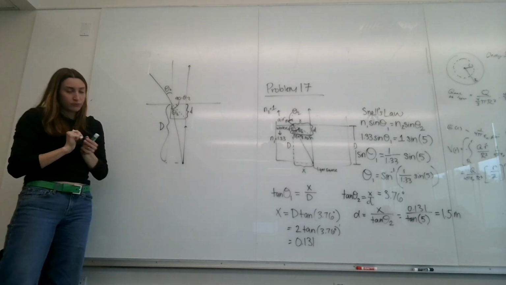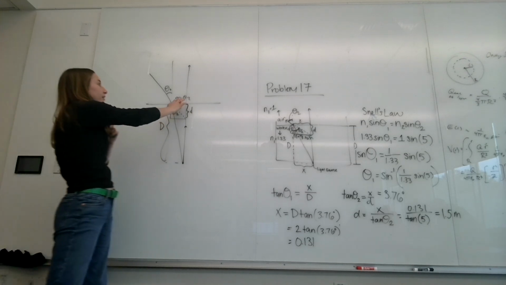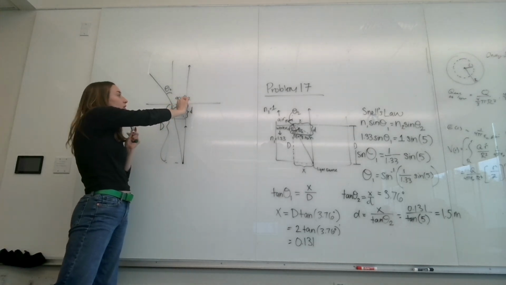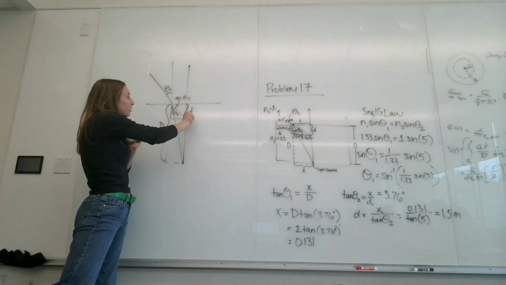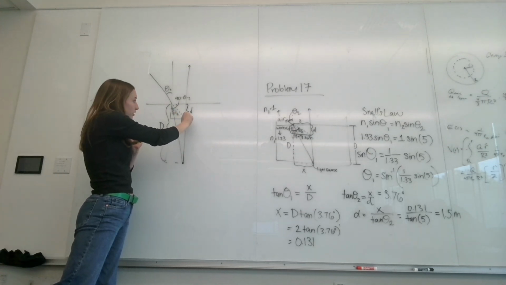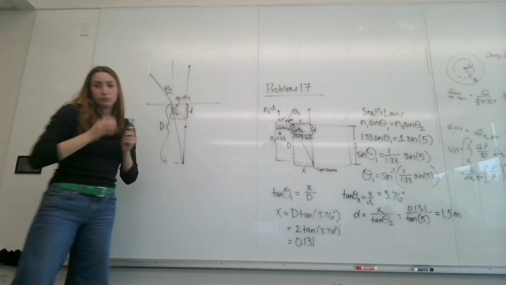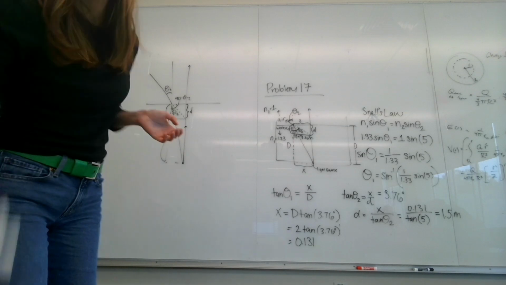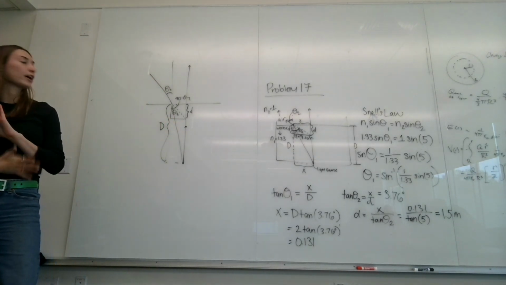Okay, questions on that process? If you went this route and used 90 minus theta 2, you would just flip what you have. So for your tangent, you'd have d over x instead of x over d. But then again, you'd flip them around, so you'd get the same value.